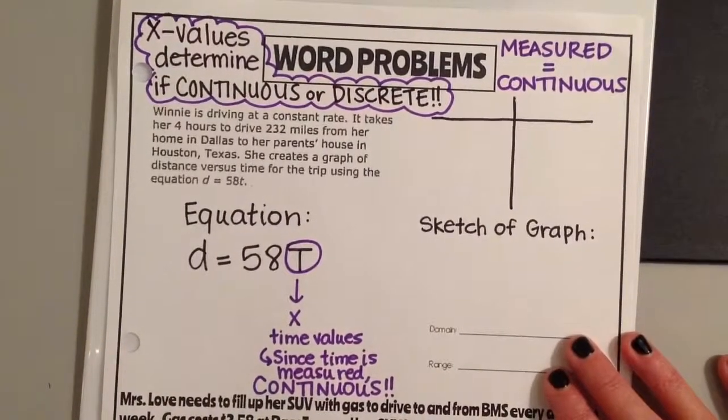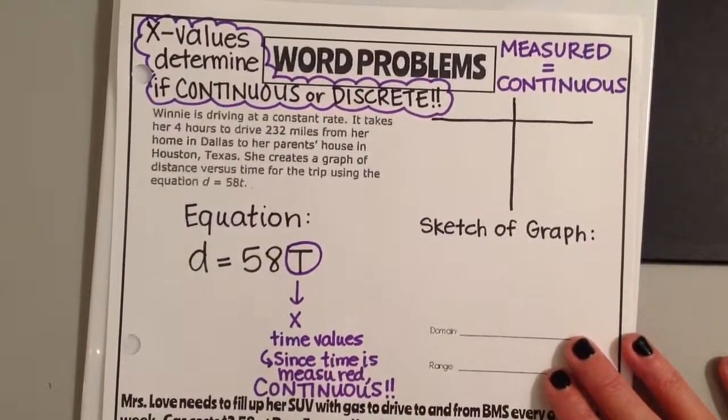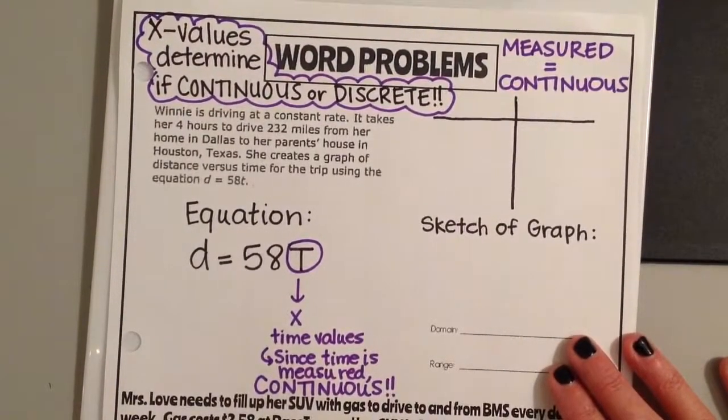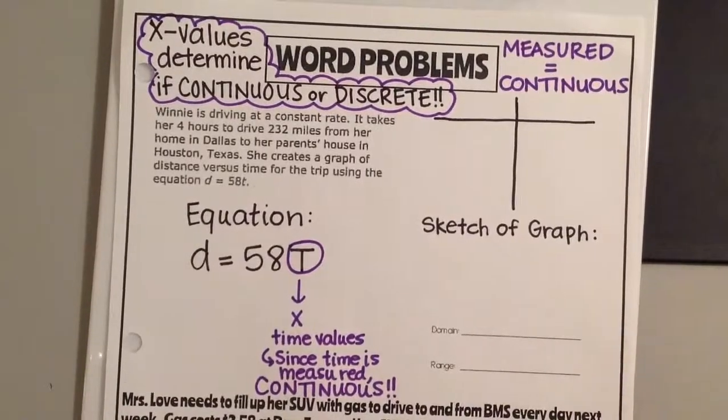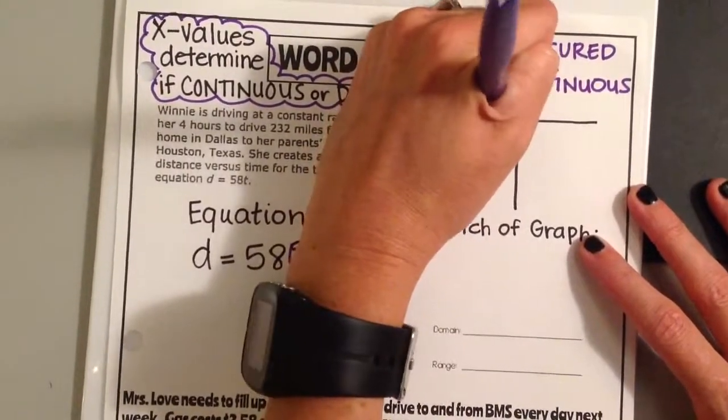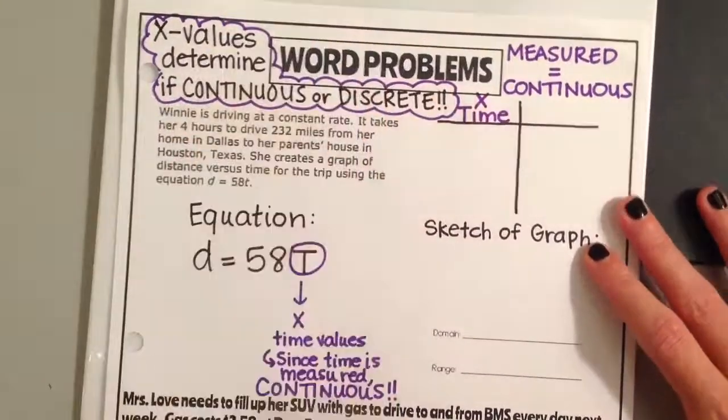You can't skip time values. We can't go from 1 hour and then skip over to 2 hours. We have to go through 1 hour and all of the seconds and minutes to get to 2 hours. So now that we know that x is time, I'm going to go to my table here, and now I'm going to start filling in my values.